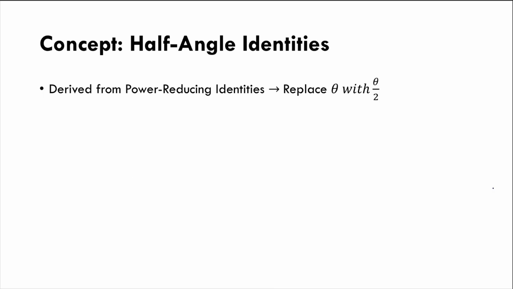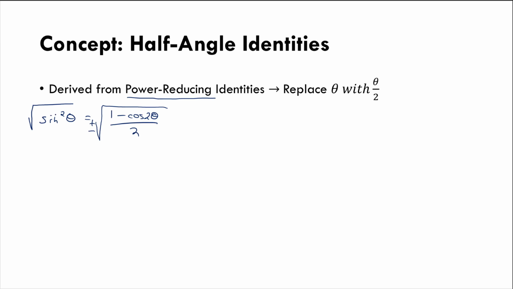Okay, our half angle identities are derived from our power reducing identities. And all we're doing here is replacing theta with theta over 2. So let's take a look at one of our power reducing identities. We have sine squared theta is equal to 1 minus cosine 2 theta over 2. In order to reduce the power here, I'm going to have to take the square root of both sides.